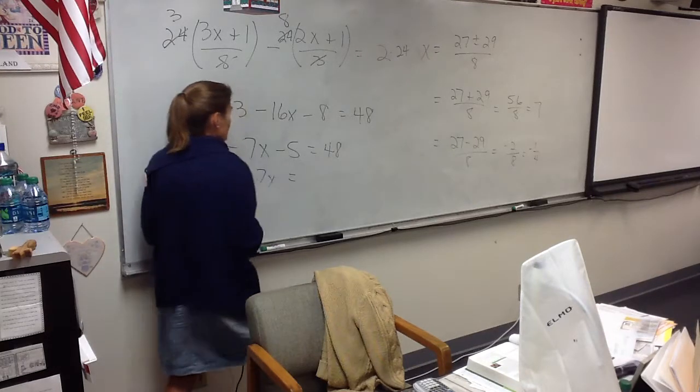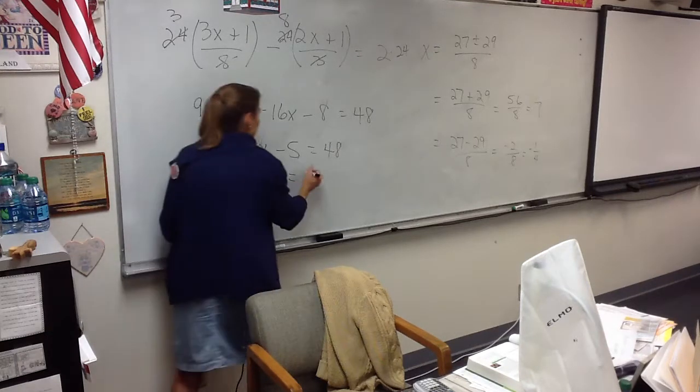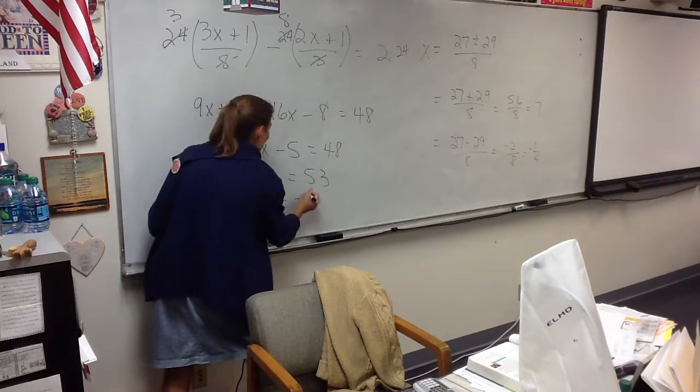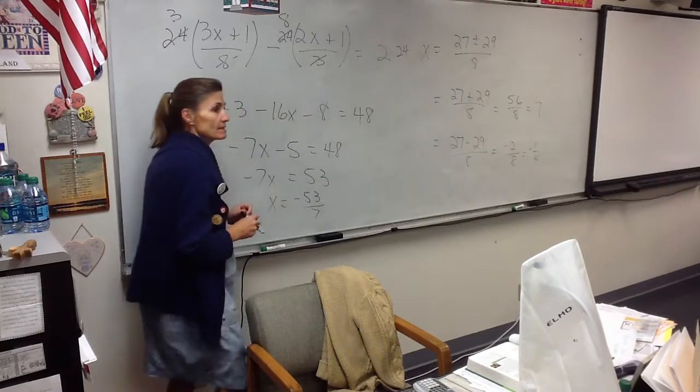I have an 11 down there for some odd reason. I know, I make mistakes too. 53? Yep. So x equals negative 53 sevenths.